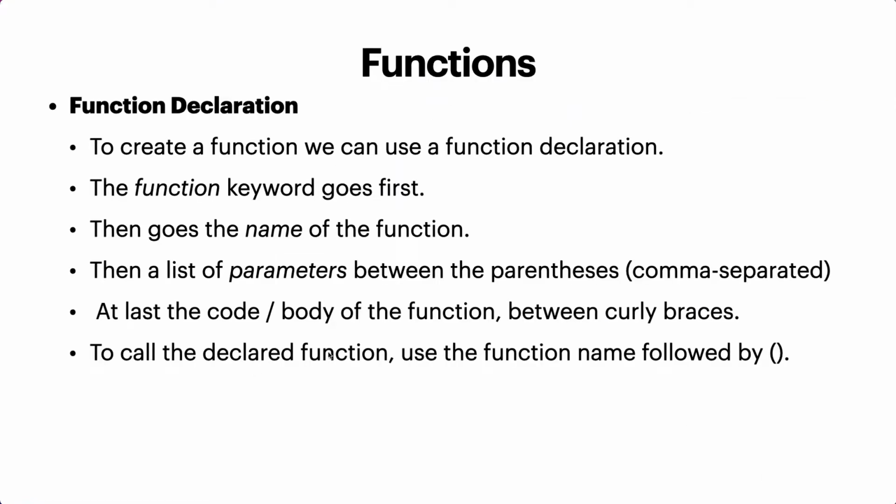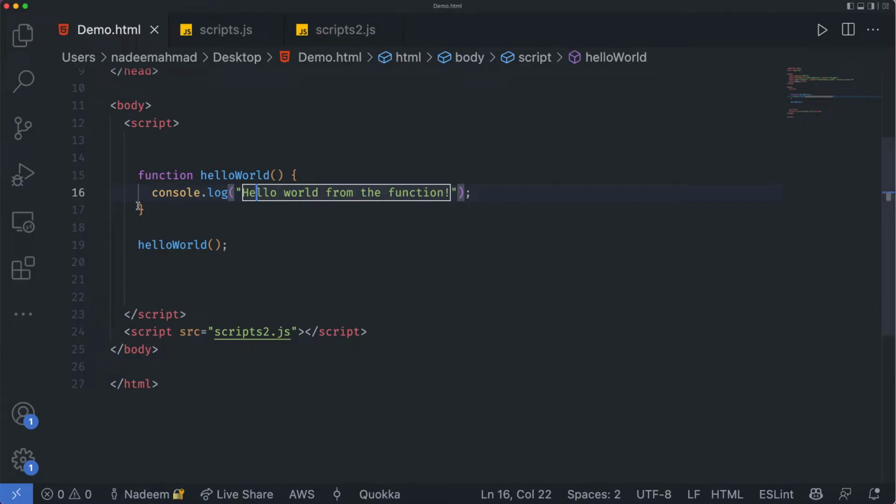So yeah, to call the declared function, use the function name followed by the parentheses, and it will call your function, which will execute the code of the function. So basically, the body of the function, this is what we call the body of the function. This will be executed when we call the function.